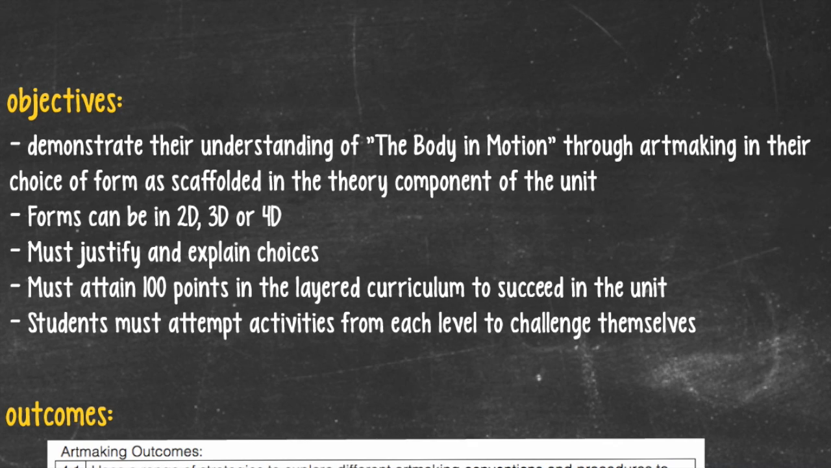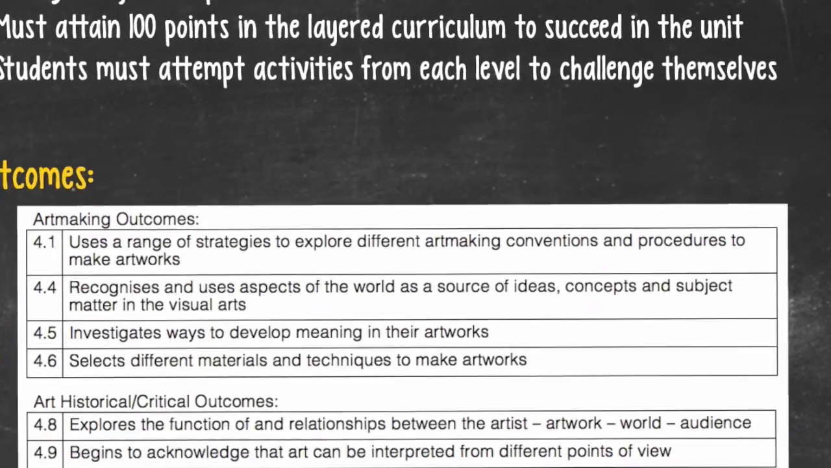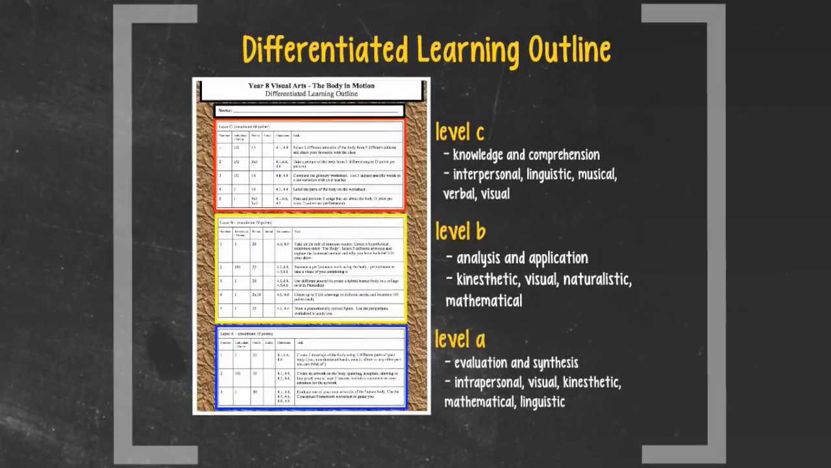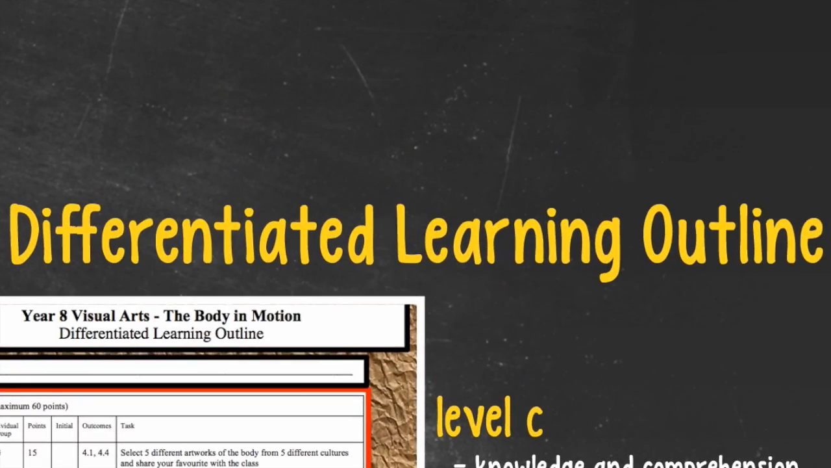Students must identify and explain their choices. Students must also attain 100 points in the layered curriculum to succeed in the unit, and they must attempt activities from each layer. Stage 4 visual arts syllabus outcomes will also be used to guide art making and art historical critical practices when students reflect back on their work. This will also help form foundations and will act as a reference to what is needed to succeed in the unit.